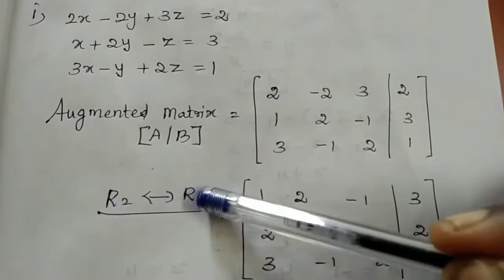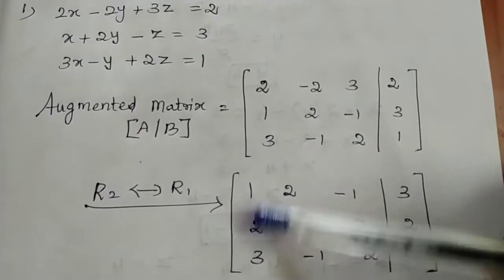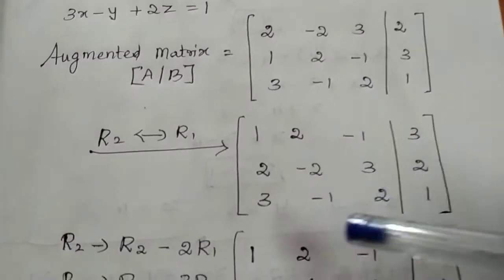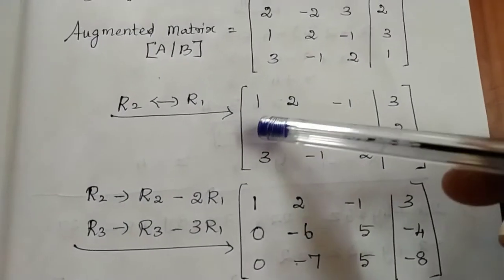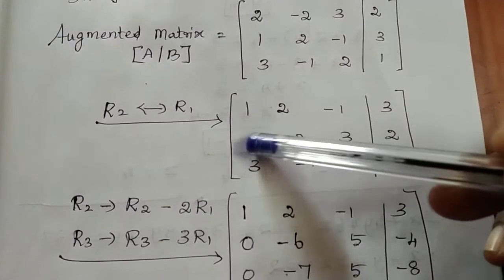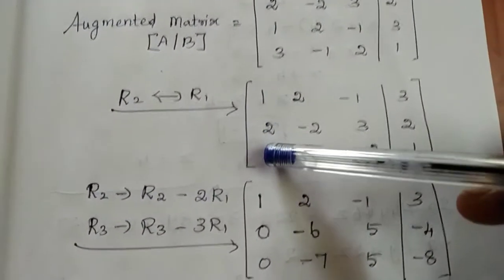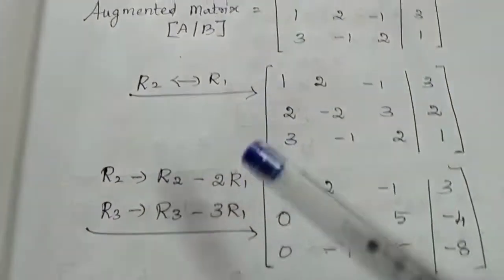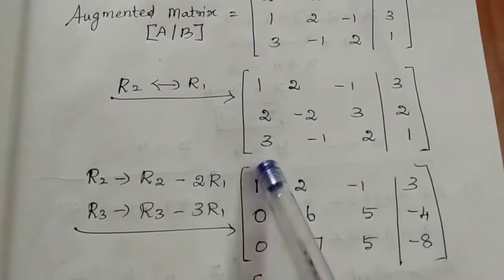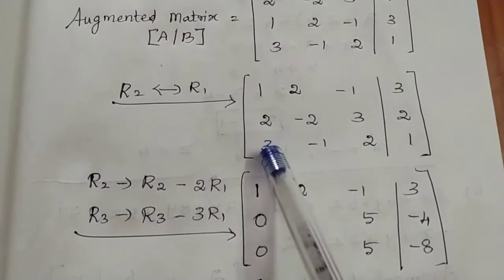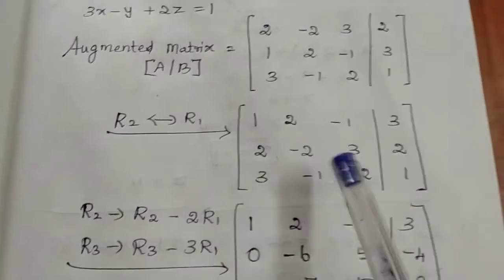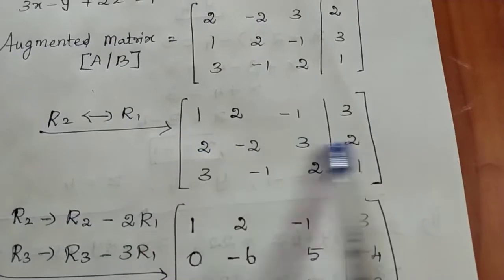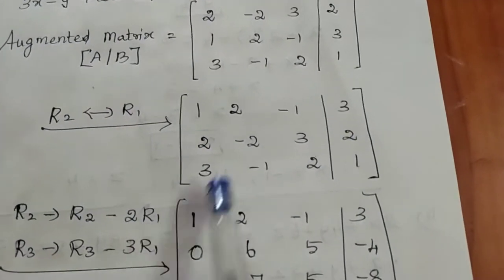Then R2 interchange to R1. R1 interchange. R3 no change. Next, we want to make this place equal to 0, and also this place equal to 0. That means R2 implies R2 minus 2R1. Here R3 implies R3 minus 3R1. Okay, and the first row, right? Second row, R2 minus 2R1.